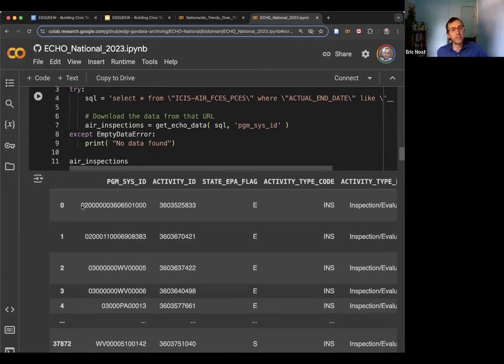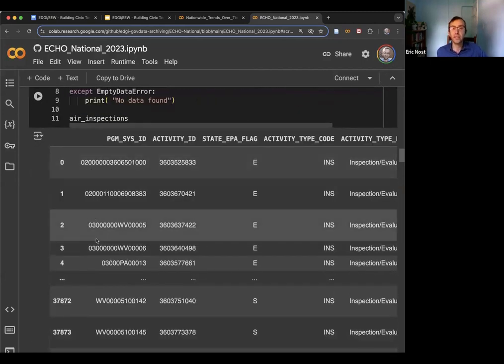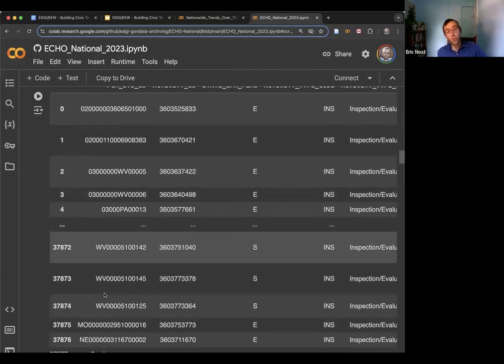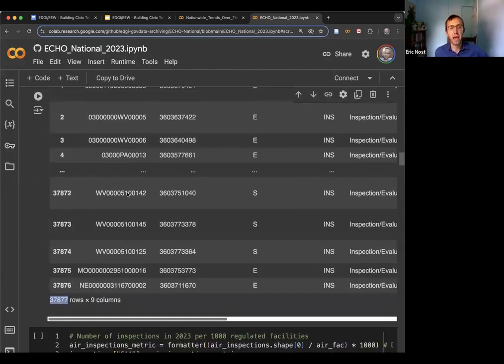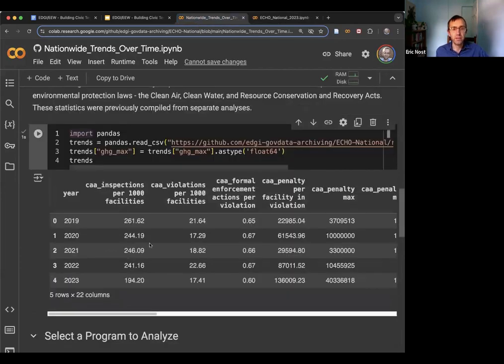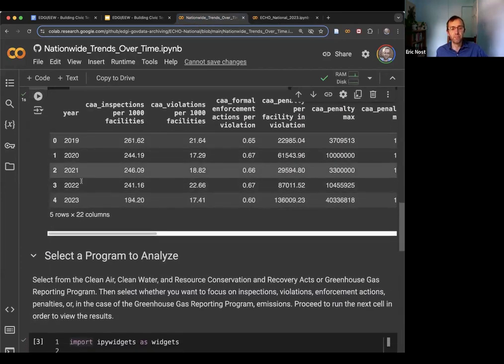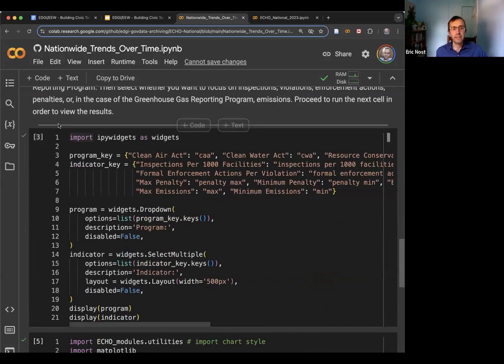We're looking at Clean Air Act inspections. So each row here is an inspection done in 2023 under the Clean Air Act or reported under the Clean Air Act. And we're calculating rates. So how many inspections? Okay, we have 37,000 here. Well, what does that mean out of every 1,000 facilities? So some basic math there. So that number is simply loaded in here. And then we analyze it in this cell.